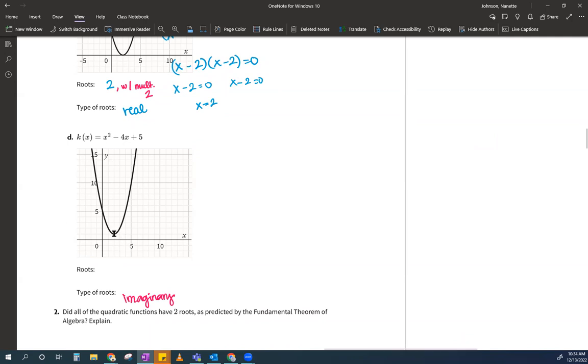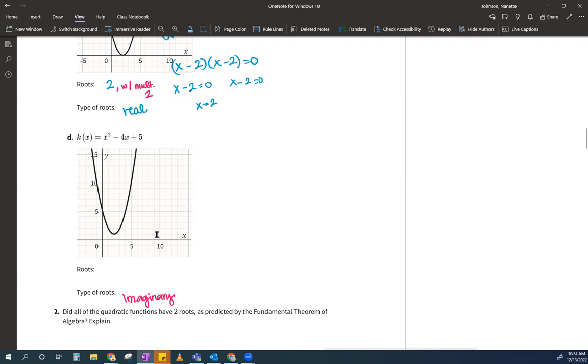Someone asked in the chat, so when a problem doesn't have x-intercepts, and I'll change that to when a parabola doesn't have x-intercepts, meaning it doesn't touch the x-axis, the roots are automatically imaginary. And the answer is yes. And here's how you find them. You can find them in many, many different ways.